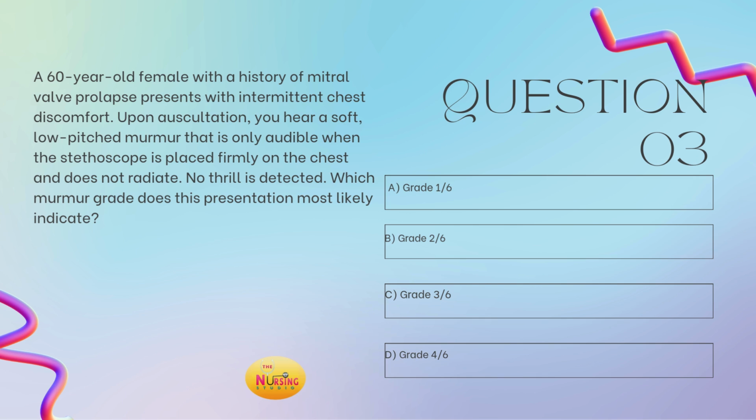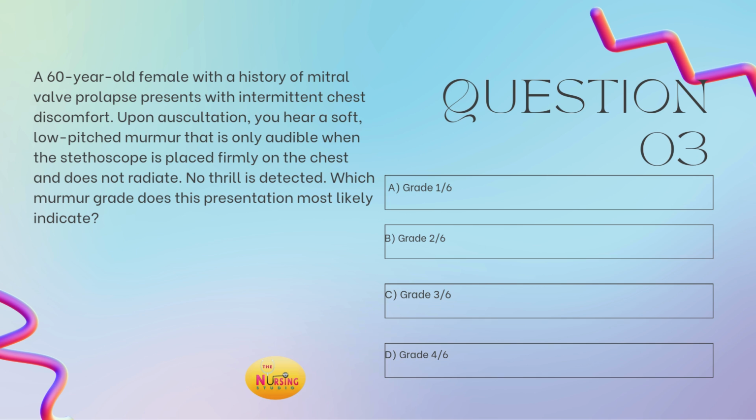So number 1, no thrill, we can eliminate D, right? Because that's grade 4, and that's when the thrill starts. So we know it has to be 1, 2, or 3. But the key here is it's soft, it's low pitched, and placing the stethoscope firmly on the chest is the only way that we really can identify this. Y'all, that's grade 1. So A is your best answer.